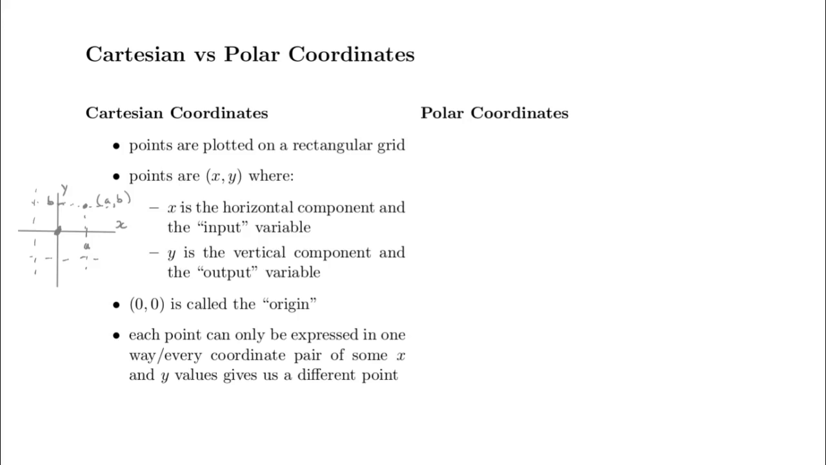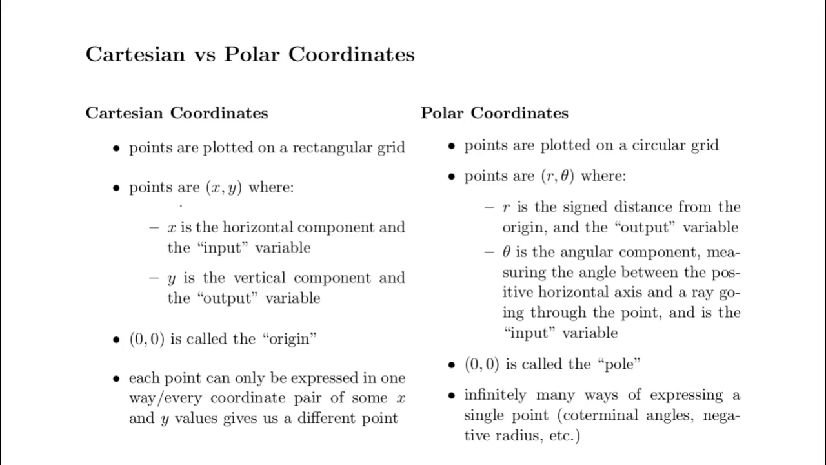Now, with polar coordinates, things act a little bit differently. Instead of being plotted on a rectangular grid, we're plotted on a circular grid, where we have two components, r and theta. R is a signed distance, so here's our circular grid coming around this way. R is the distance that our point is from the origin, right? And theta is the angle from standard position.